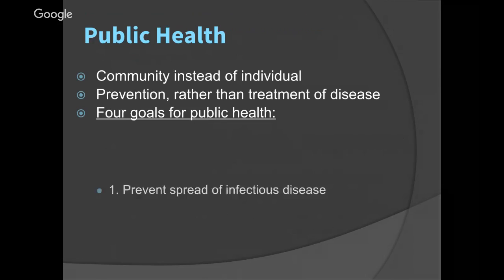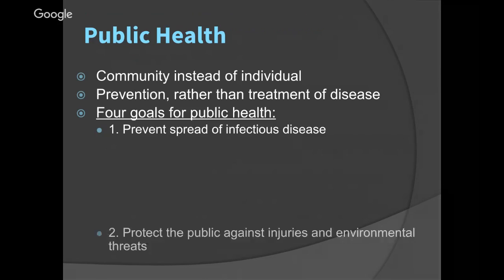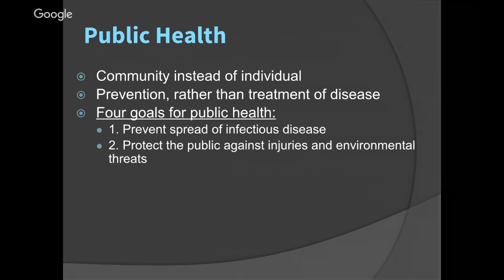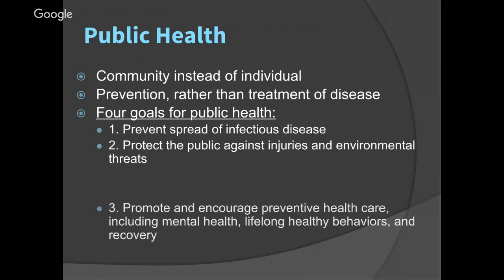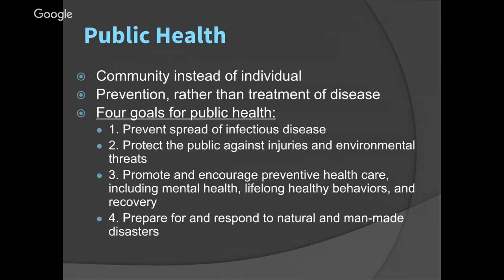There are 4 goals of public health. The first is to prevent the spread of infectious disease. Second, to protect the public against injuries and environmental threats. Third, promote and encourage preventive health care, including mental health, lifelong healthy behaviors, and recovery. And lastly, preparing for and responding to natural and man-made disasters.